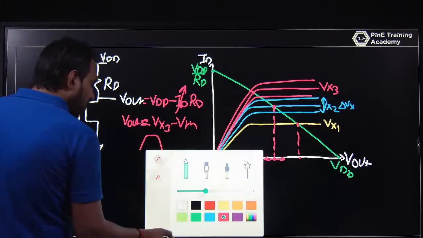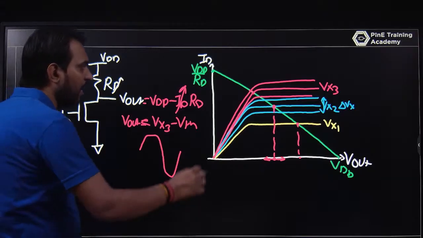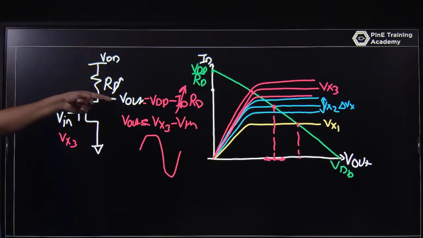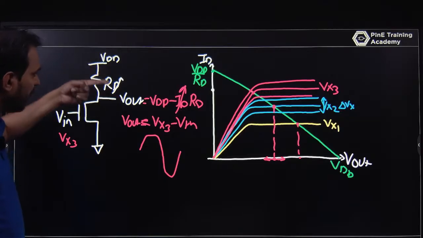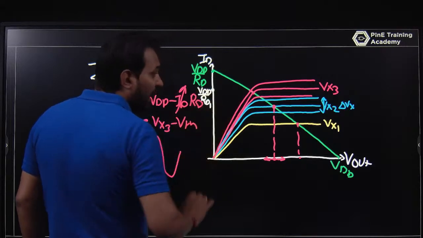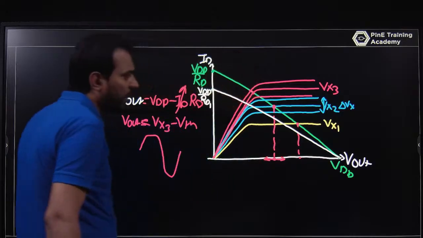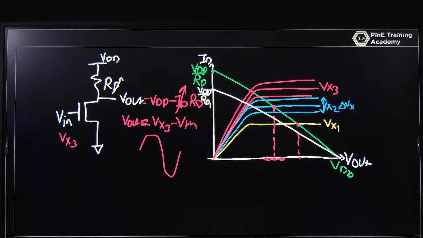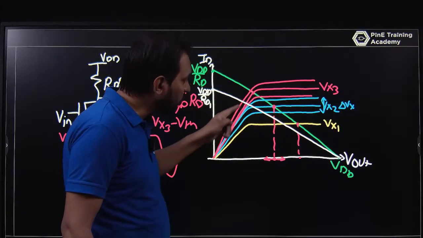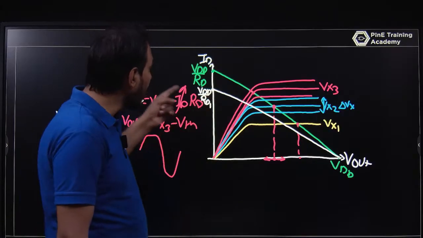Similarly, what will happen when you change RD? Let me increase RD. If you are increasing RD, the output current is VDD minus Vout upon RD. When Vout is 0, it is VDD minus 0 upon RD, so this point is VDD upon RD1, where RD1 is greater than RD. Due to this you have this line, that is called the DC load line. Now, Vx3 is perfectly linear, Vx2 is also in linear, and for Vx1 only it is in saturation. So you cannot increase RD also.